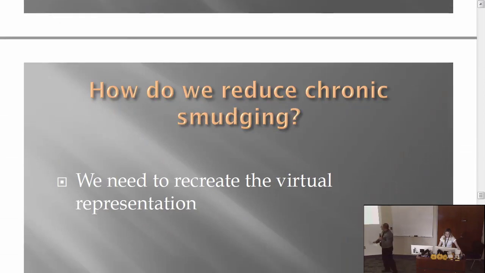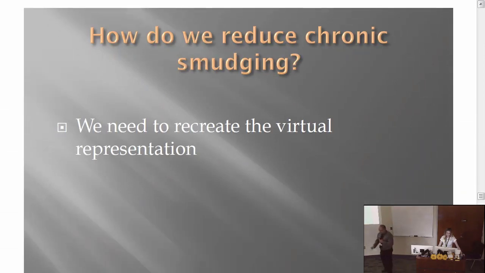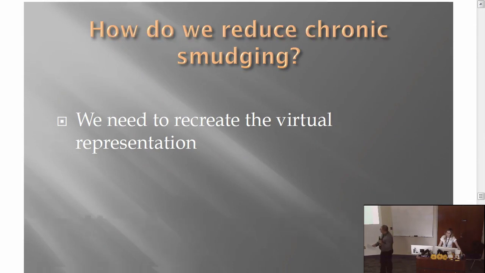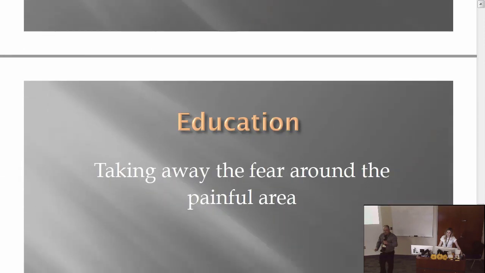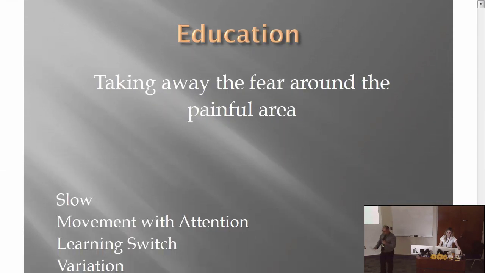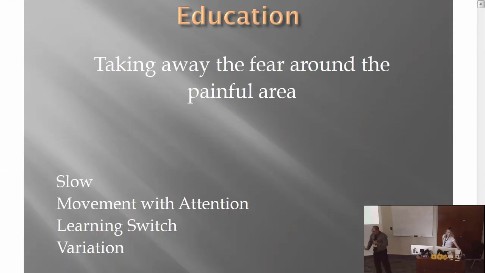All right. So what can we do to reduce chronic smudging? According to leading researchers, there are three main ways to reduce chronic smudging. First is education. We need to take away the fear around chronic pain. When we understand what pain is and our relationship with pain, we allow ourselves the ability to increase our physical capacity, reduce pain, and improve our quality of life.